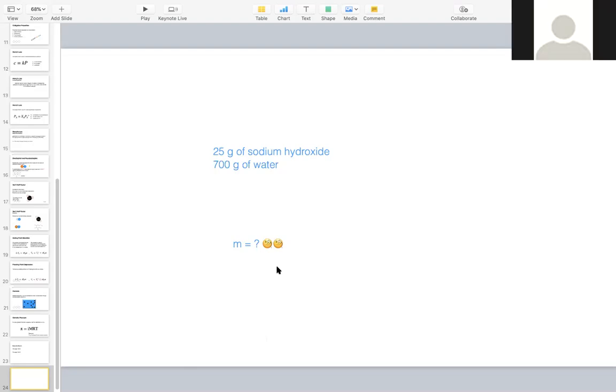So the steps would be 25 grams divided by 40 grams will give you the number of moles. Then you take that number of moles and divide it by kilograms of the solvent. The given water is 700 grams, so you convert that to kilograms, which is 0.7. So you divide 0.625 by 0.7, and that will give you 0.893.